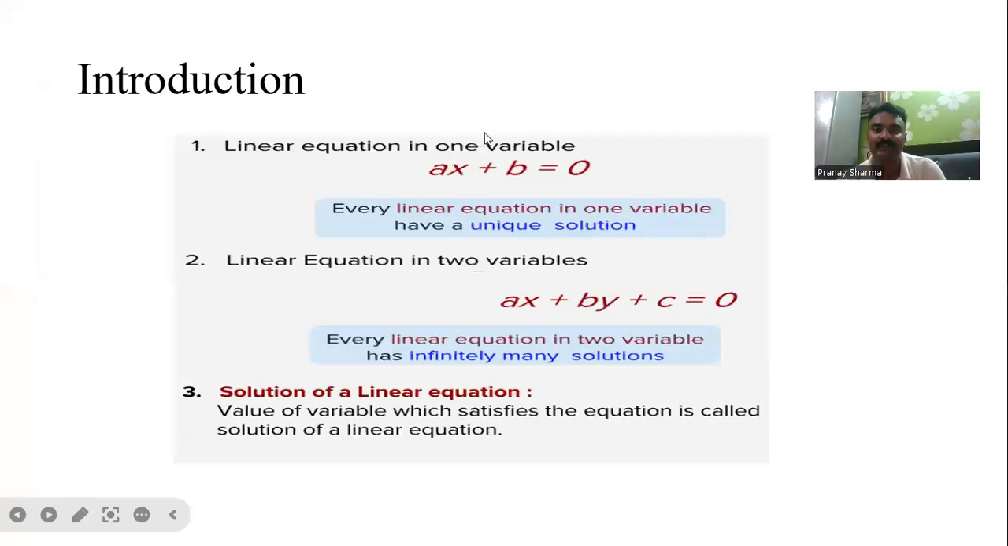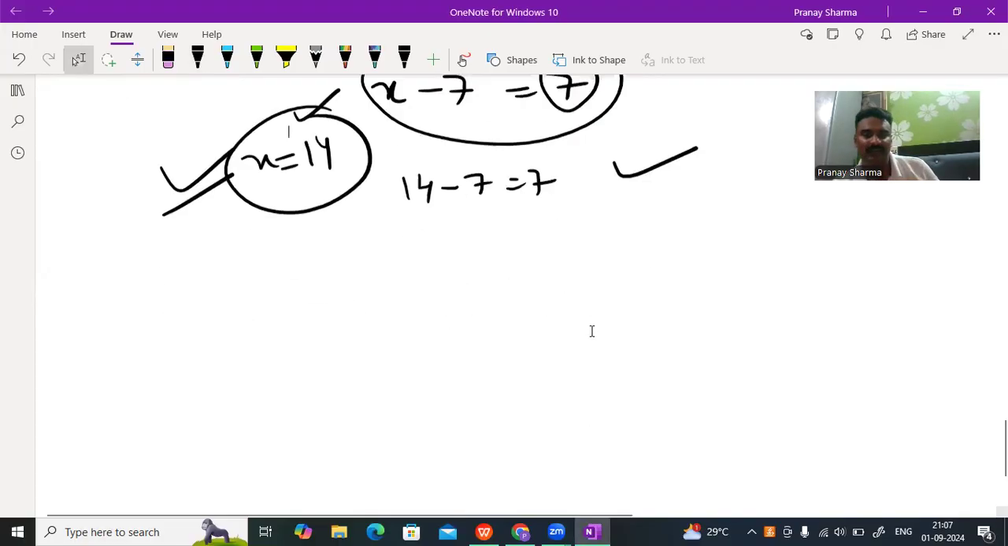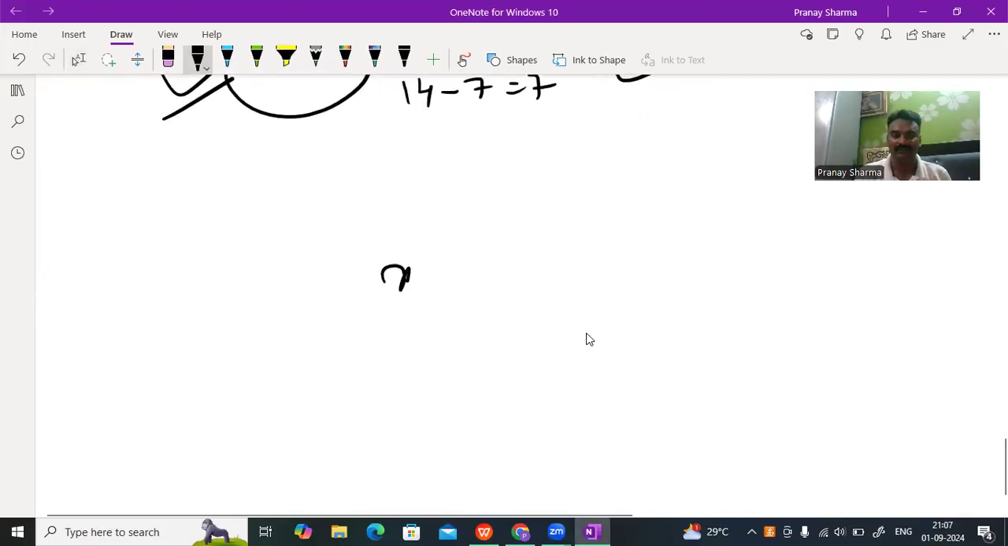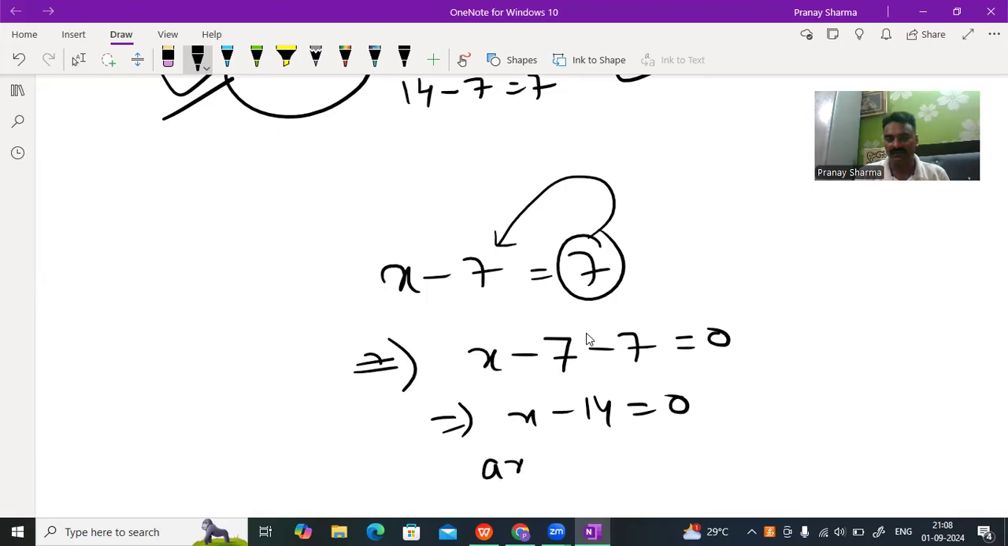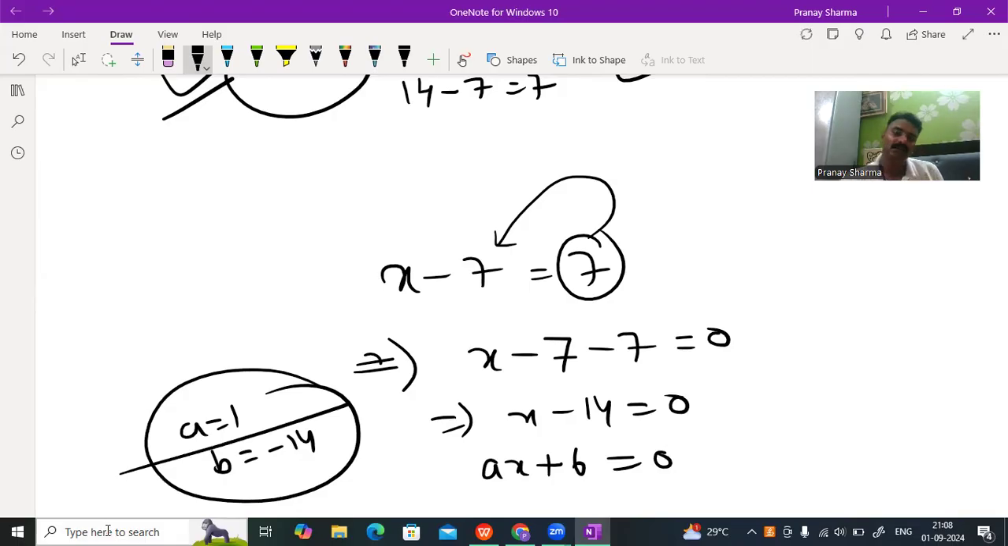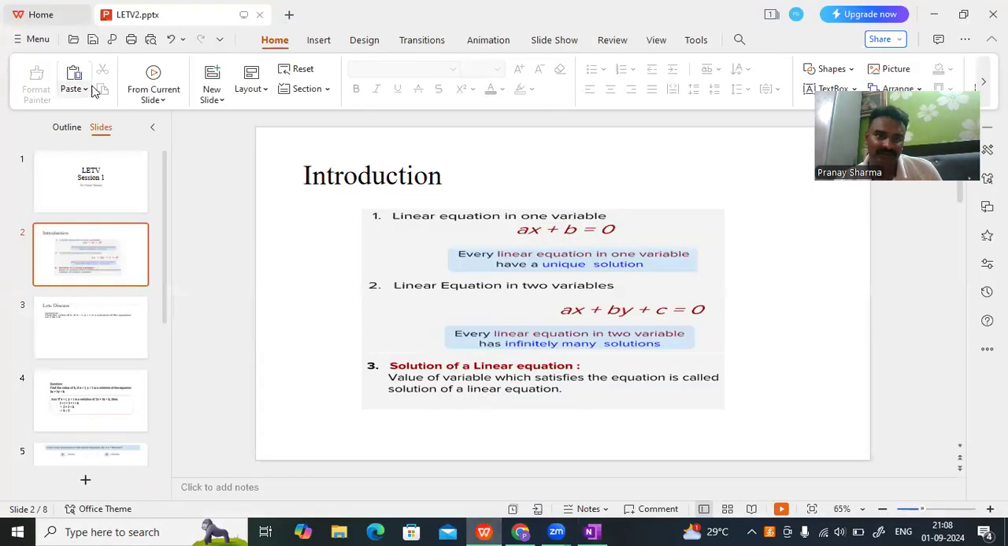All right. And the general format will be ax plus b equals 0. So have we followed it here? Yes, we have followed it here as well. x minus 7 equals 7. So if you shift this to the other end, the sign will change and the right hand side will become 0. So this will be x minus 14 equals 0. So can we compare it with ax plus b equals 0? Yes. Here a is what? 1, coefficient of x. b is what? Minus 14. Fine, people. Now we will be moving to our slide.